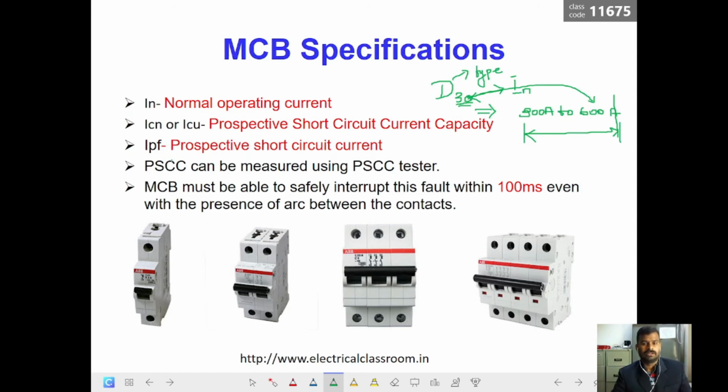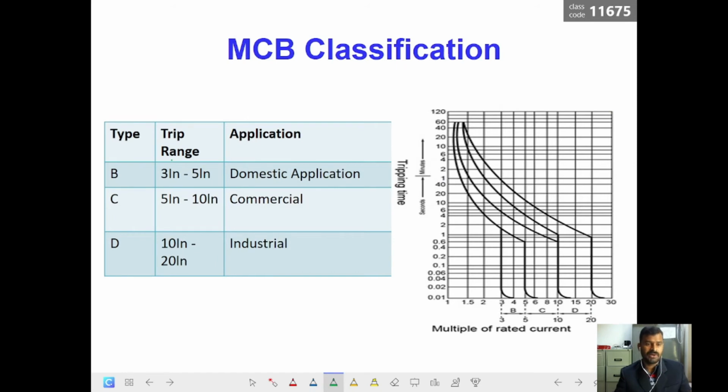Right. Now, classifications: we have different classifications available for MCBs. I have already put one video on these types of MCB on the same channel. Please refer to that, where I explained the different types of MCBs, which type is used for what type of load and why, what the sensitivity is, everything. Here I have put three different types: B type, C type and D type. For B type the trip range is 3 to 5 IN, C type is 5 to 10 IN, and D type is 10 IN to 20 IN, along with their respective applications.